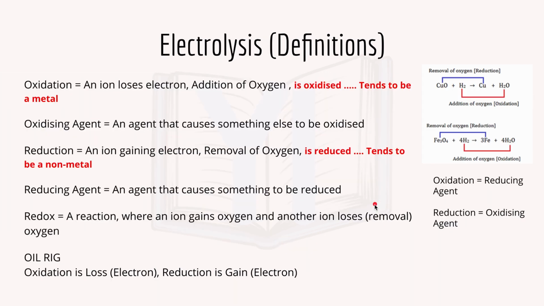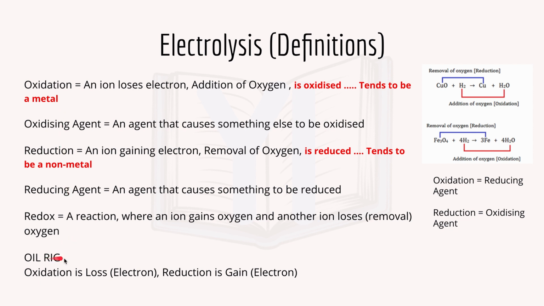So we'll move on to some definitions for electrolysis. Oxidation is an ion losing electrons or the addition of oxygen. An oxidizing agent is an agent that causes something to be oxidized. Reduction is an ion gaining electrons and the removal of oxygen. And a reducing agent is an agent that causes something to be reduced. And a redox reaction is a reaction where an ion gains oxygen and another ion loses oxygen, which is reduction and oxidation happening at the same time.